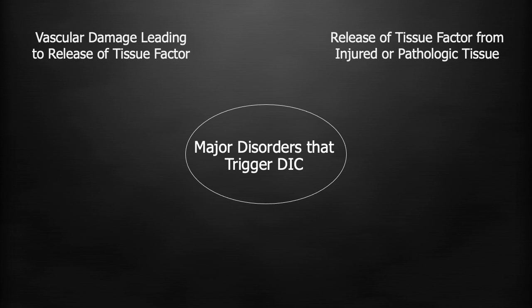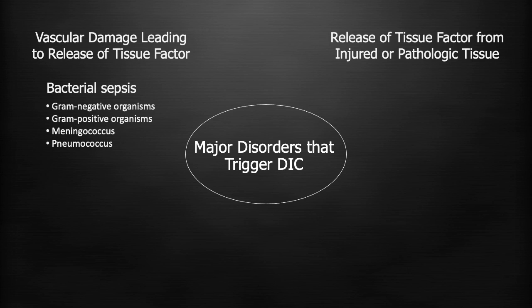So what are the causes of DIC? DIC never arises de novo, but rather as a consequence of an underlying pathologic process. The two main conditions that precede DIC are the release of tissue factor from injured vessels or the release of tissue factor from injured or pathologic tissues. In addition, injury to the endothelium can cause in situ thrombus formation.